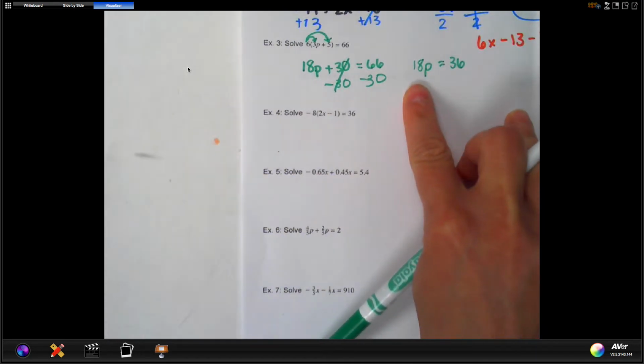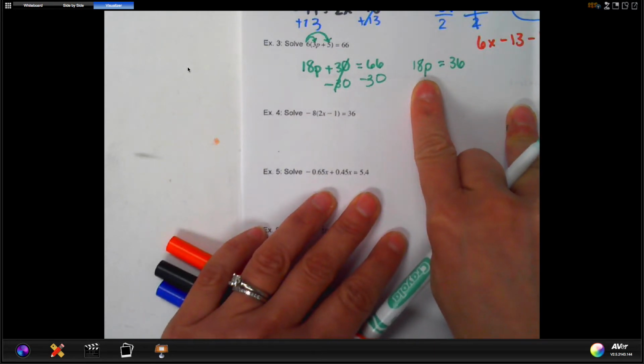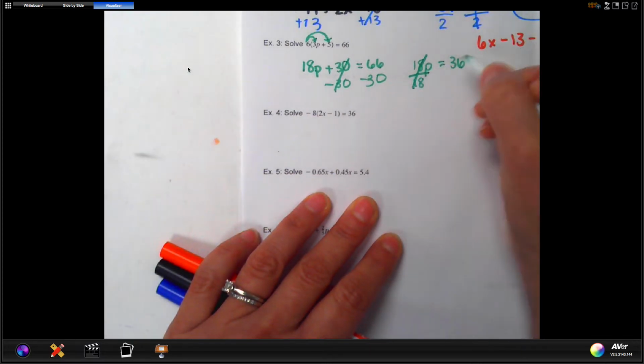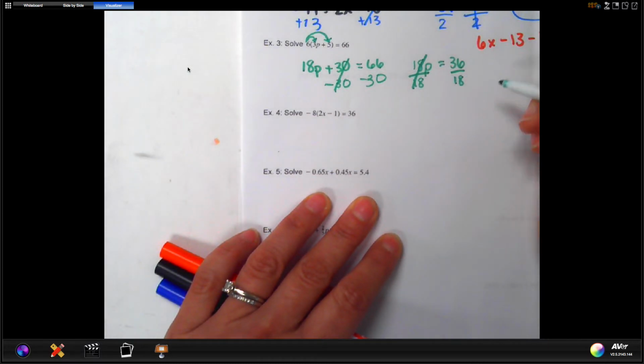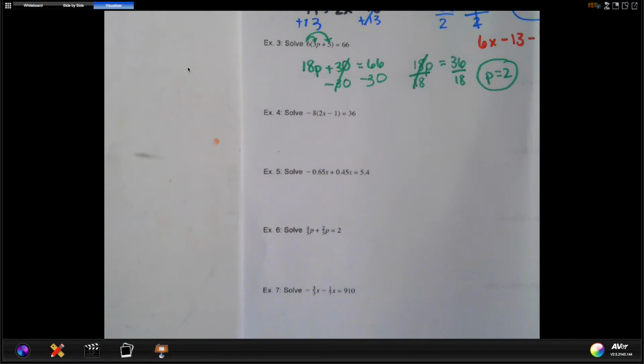And now we're going to deal with the 18. 18 times p is what's shown, so the opposite of that would be to divide by 18. That cancels, and I divide by 18 over here, and I get p equal 2. And that's our answer. Okay, let's do one last one with a negative number and see how that results.